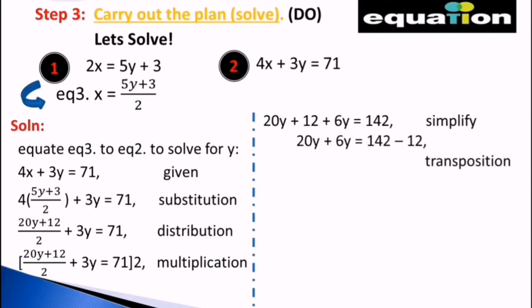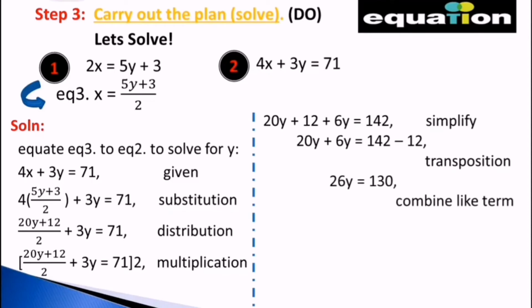That is what we call transposition. As you notice, the signs of 20y and 6y are retained, but the 12 changed into negative because we transferred it to the other side. Right after that, 20y plus 6y is very applicable to add, as well as 140 minus 12. So we have now 26y equals 130 by combining like terms.